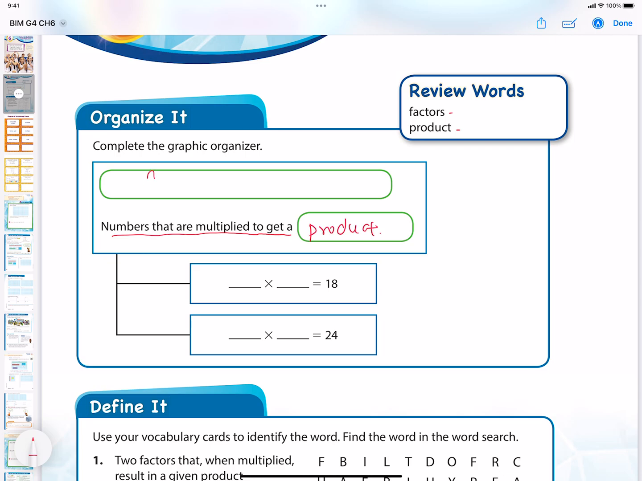So the factors are what? Factors are the numbers that are multiplied to get a product. So for example, 2 times 4 is what? 8. So 2 is a factor, and 4 is also a factor. Together, we call them factors. And what is 8? Yes, this is the product.